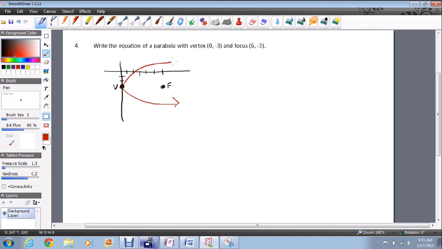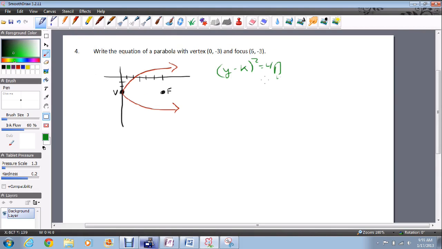And we know if it's a sideways parabola, we have an equation that looks like this: y minus k, all being squared, equals 4p. Whoops. So as I was saying, 4p, x minus h. So we just basically need to fill in the blanks.